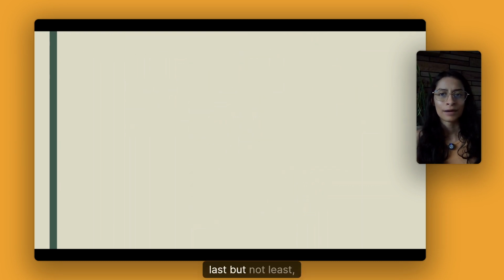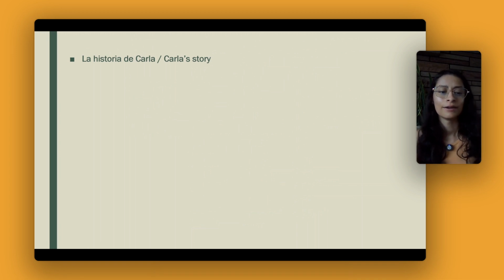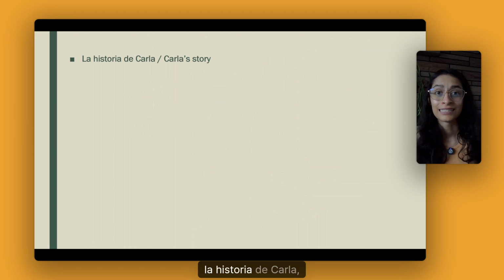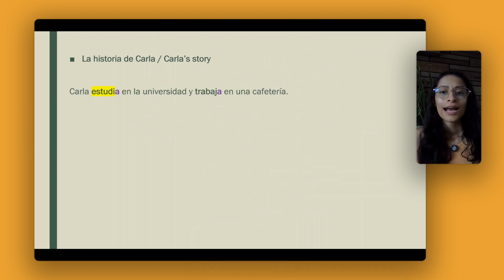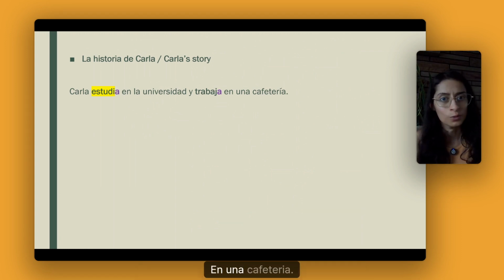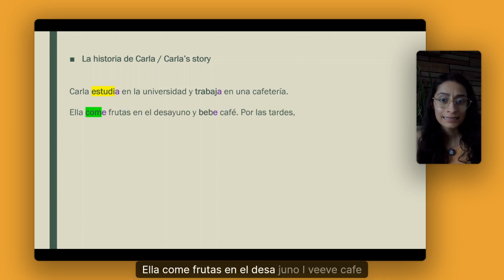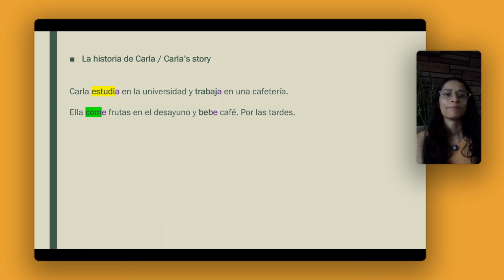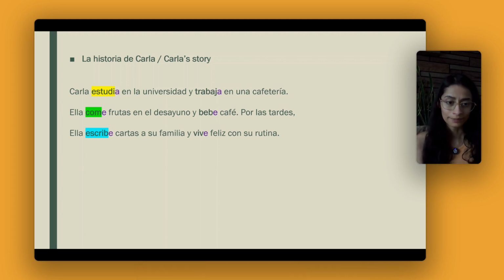Now, last but not least, the practical example of the week to see this in action, and that would be La historia de Carla, Carla's story. So, Carla estudia en la universidad y trabaja en una cafetería. Ella come frutas en el desayuno y bebe café. Por las tardes, ella escribe cartas a su familia y vive feliz con su rutina.